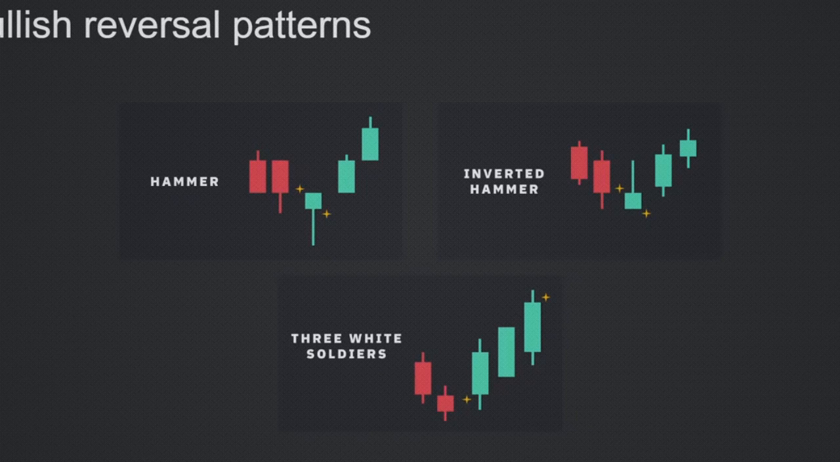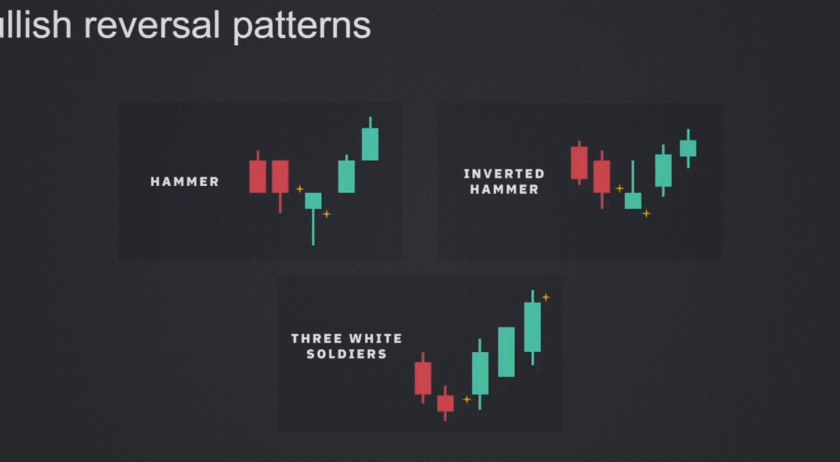The third example of a bullish reversal pattern is what we call three white soldiers. So again, we come from a downtrend and create a local bottom and reverse to the upside. And as you can see, the three white soldiers are represented by these three big green candles.